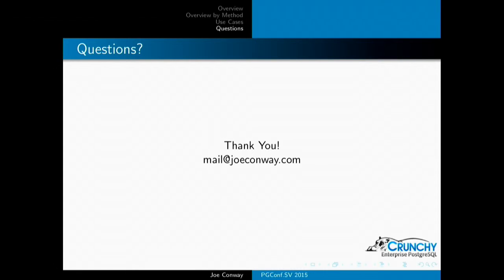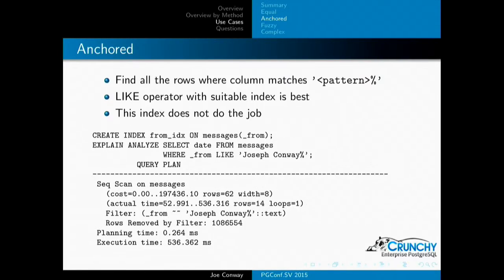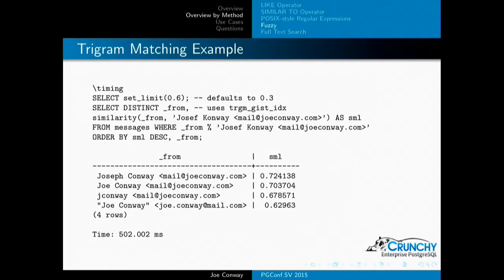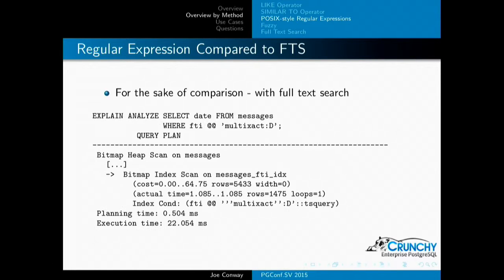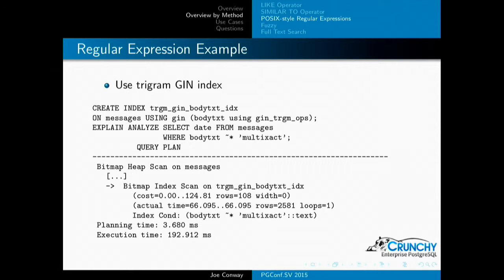How does unanchored text search compare to just regular expression search? So if we can go back to that regular expression example. In that example, it was coming out at 192 milliseconds, but this is a little bit apples and oranges because this particular query I was running against the body text column, which is the big one, and the other example with the unanchored search that I was showing you before at the end was against the from column, which is just the email addresses, so it's a much shorter column.